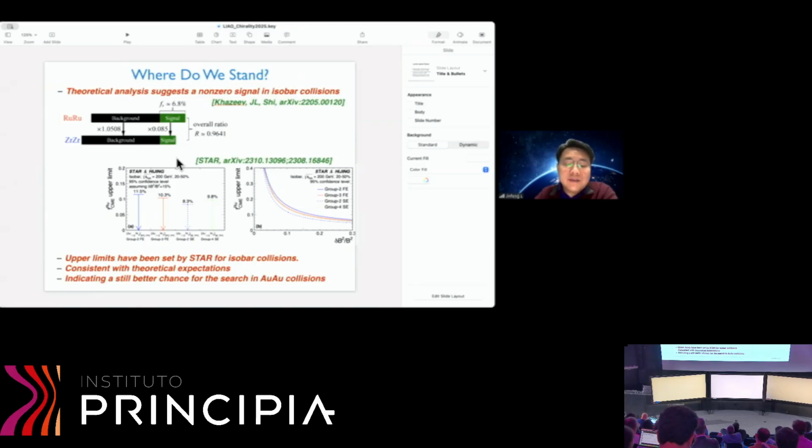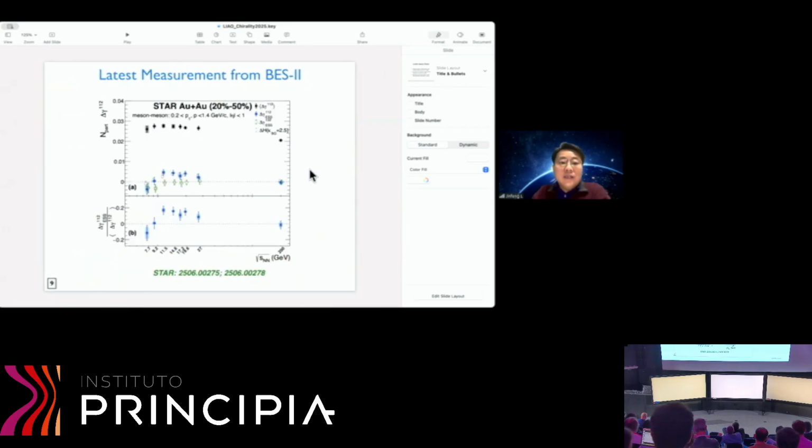And I want to point out that after the blind analysis, STAR published two papers to follow up on that, after unblinding. These are their latest words on the isobars. They have been able to put an upper limit, which certainly leaves plenty of room for signal, and that upper limit is consistent with the extraction based on our simulation and comparison with data. Okay, so that's for the isobar. I think the latest exciting news from STAR is the measurements from beam energy scan 2. I believe Huang and others have discussed this at the conference.